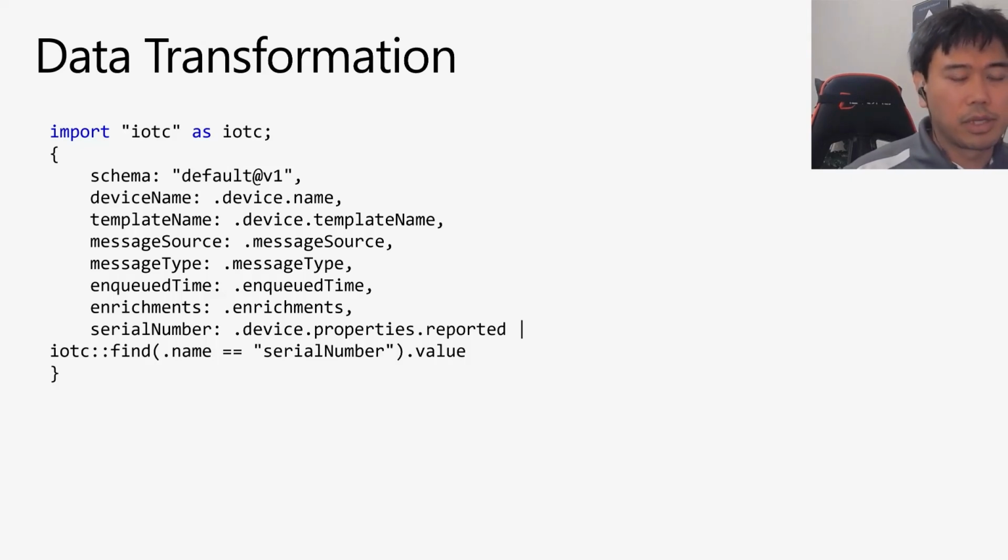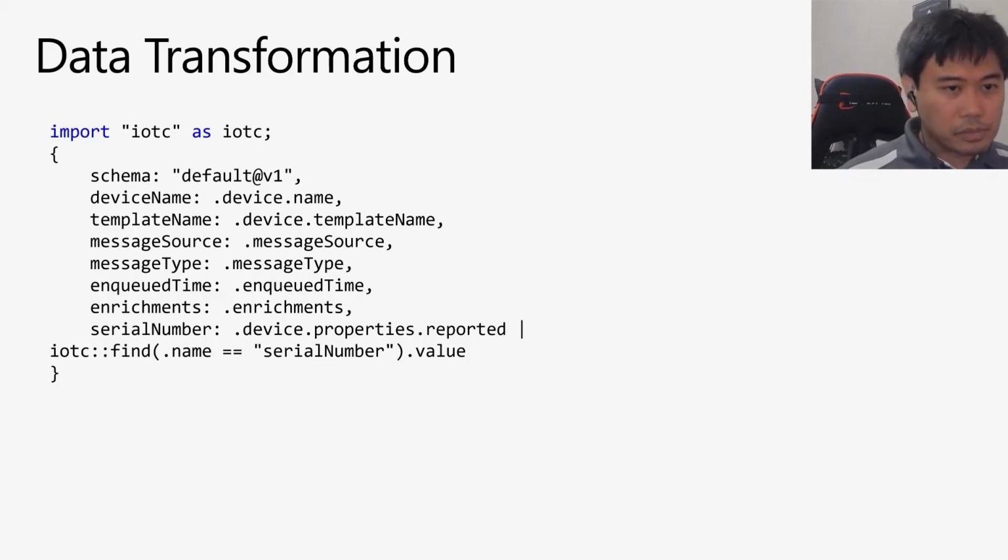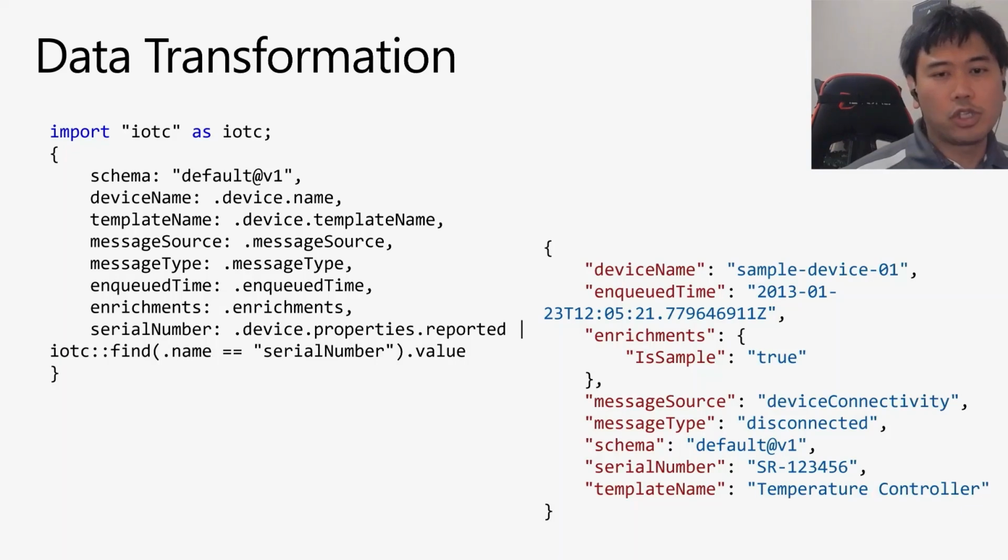This is a simple example where instead of receiving every possible property of that device, or every possible piece of data being sent from device to cloud, you can filter it. Based on that filter, instead of a bunch of data, you can narrow it to where you have your enrichments, your device name, or the template name with the serial number, and then the type. In this case, I want to get the serial number as part of the properties.